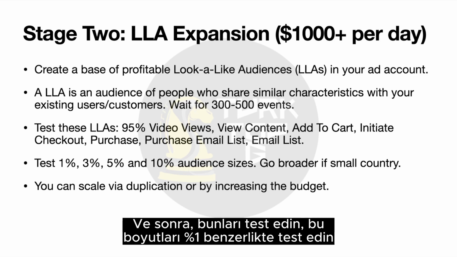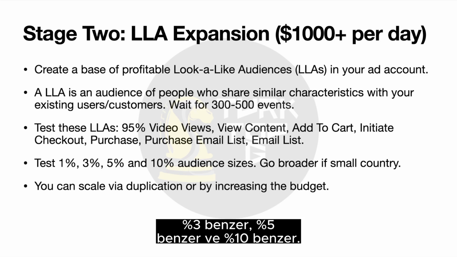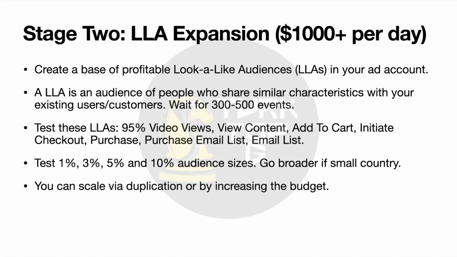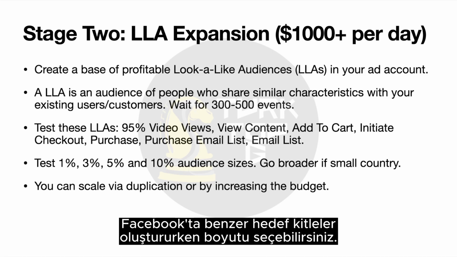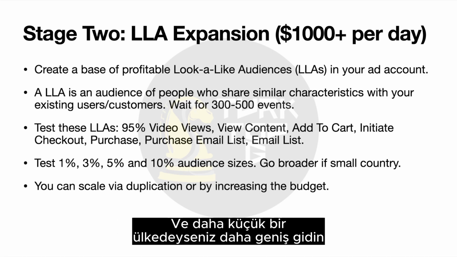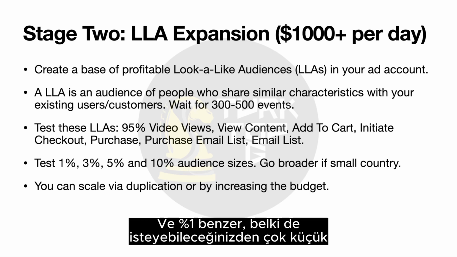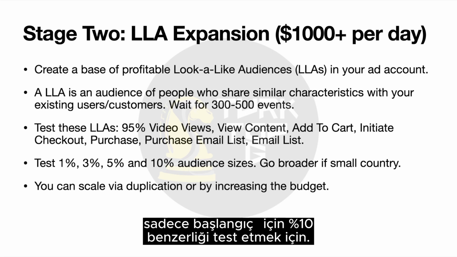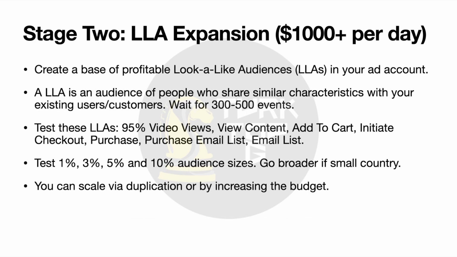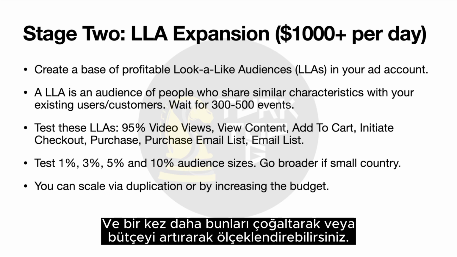And next, test these sizes at 1% lookalike, 3% lookalike, 5% lookalike, and 10% lookalike. When you're creating the lookalike audiences in Facebook, you can choose the size. And if you're in a smaller country, go broader. So if you're in Netherlands, for example, a 1% lookalike may be too small. You might want to test a 10% lookalike just to start with. And once again, you can scale these via duplication or by increasing the budget.